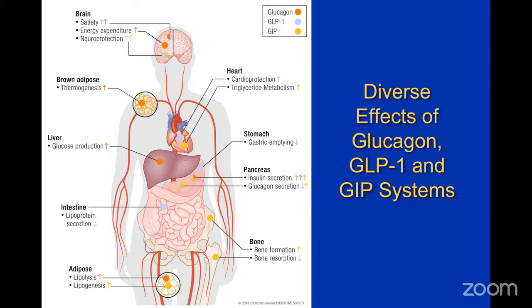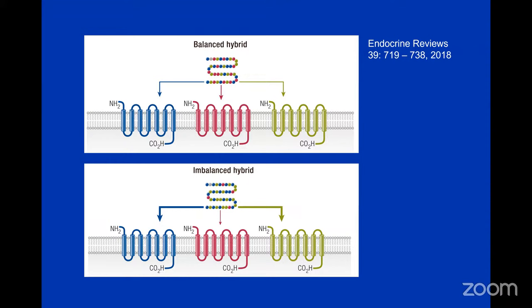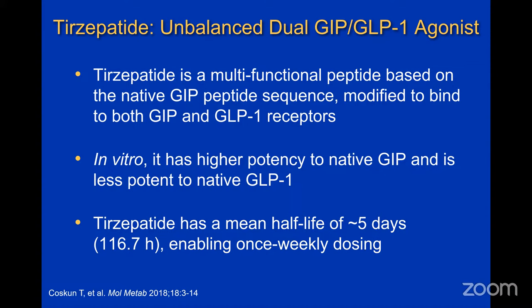Now, here's how it works. Here are the peptides, and you can create a balanced hybrid where you're an agonist for all three incretins, or an imbalanced hybrid. We've been very interested in this for a long time, and as you're going to see, we're studying it. Tirzepatide is the first of the dual agonists, and it was recently approved for obesity. It's been approved for a couple of years now for diabetes. It's a multifunctional peptide. It is more active at GIP than GLP. Think of it as a dual agonist that's GIP stronger than GLP.